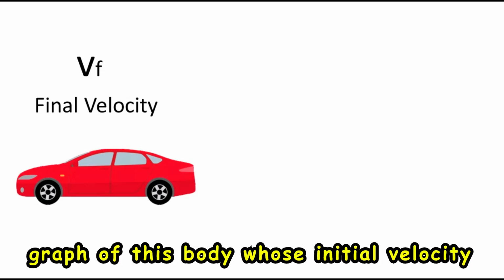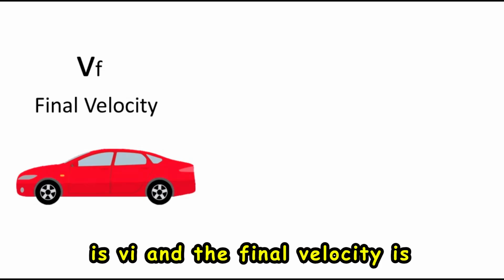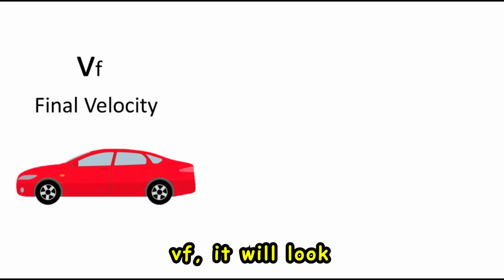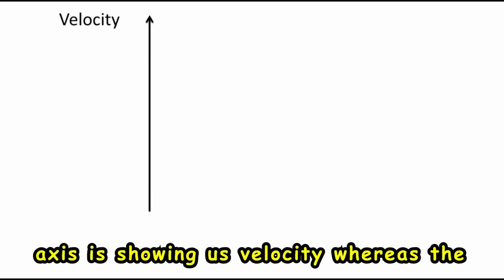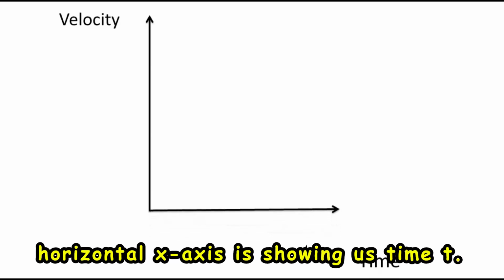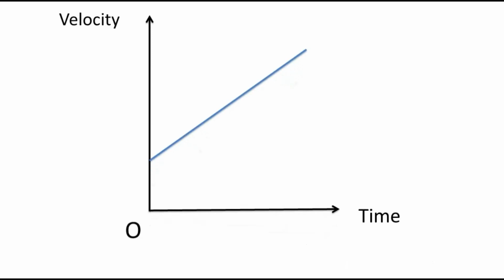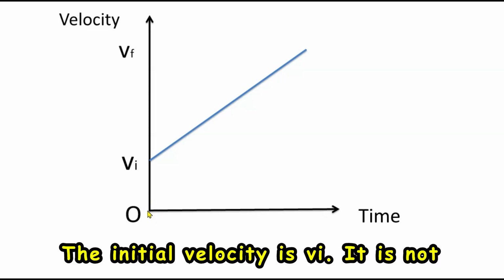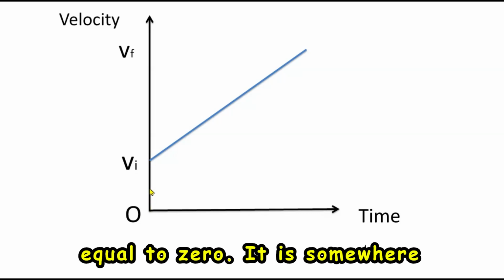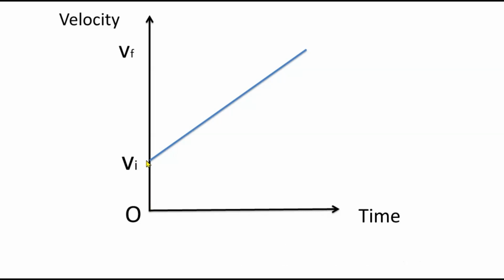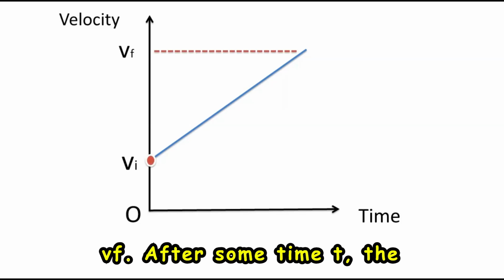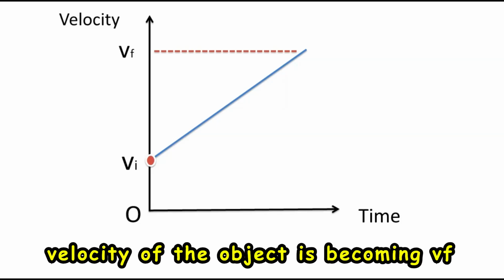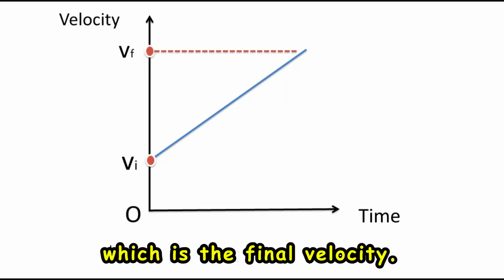So if we plot the graph of this body, whose initial velocity is Vi and final velocity is Vf, it will look something like this. The vertical axis is showing us velocity, whereas the horizontal x-axis is showing us time t. The initial velocity is Vi. It is not equal to 0. It is at some value on the velocity axis. And the final velocity is Vf. After some time t, the velocity of the object becomes Vf, which is the final velocity.